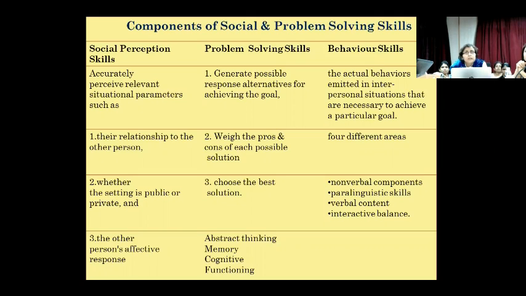The social perception skills involve accurately perceiving the relevant situational parameters, such as the relationship of the client to the other person, whether the setting is public or private, and the other person's affective response to the interaction. The problem solving skills involve generating possible response alternatives for achieving the goal, weighing the pros and cons of each possible solution, and choosing the best solution. Problem solving skills involve higher cognitive functions like abstract thinking, memory, and cognitive functioning.